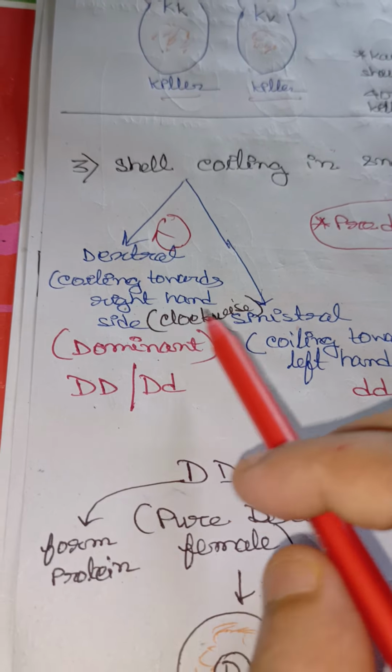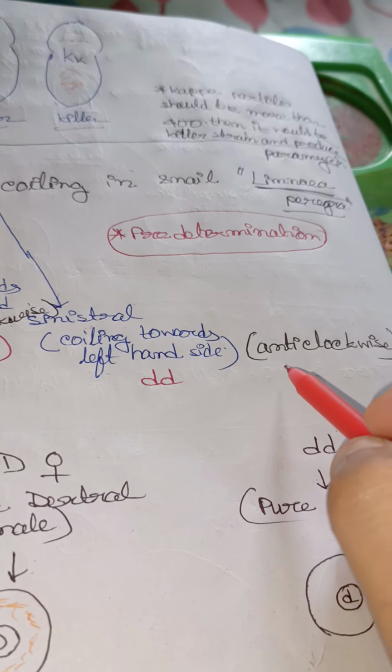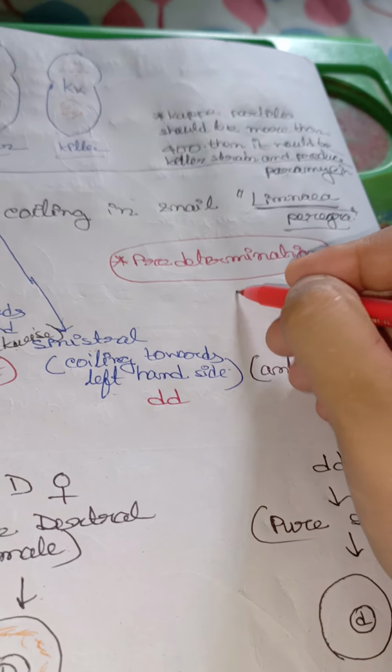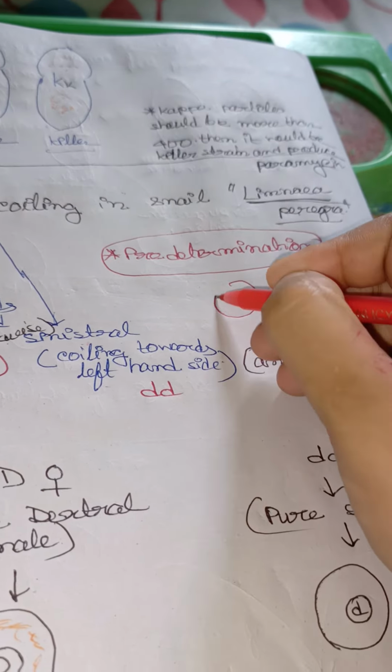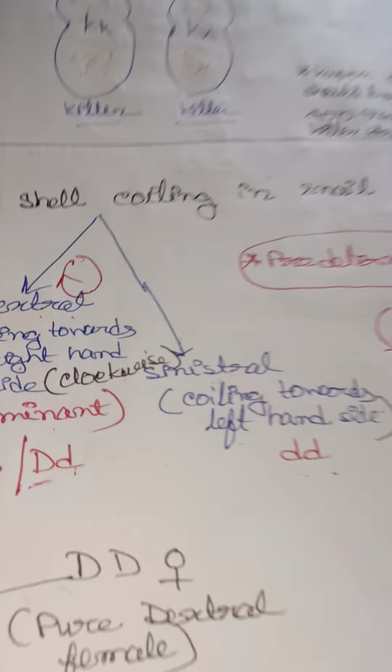And another type of coiling is the sinistral, the coiling towards the left hand side, and also it is anti-clockwise, means like this. In the anti-clockwise direction this coiling will take place. So it is denoted by small d, the recessive condition. Now what will happen if we cross a pure dextral female?